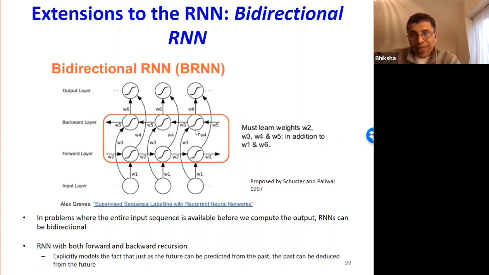And RNNs can be extended to capture these direct dependencies on both the past and the future by making them bidirectional. This was an idea that was originally proposed by Schuster and Paliwal in 1997. So now the network has two distinct recursions, one that goes strictly left to right and the other that goes strictly right to left, and their outputs are combined in the final computation.